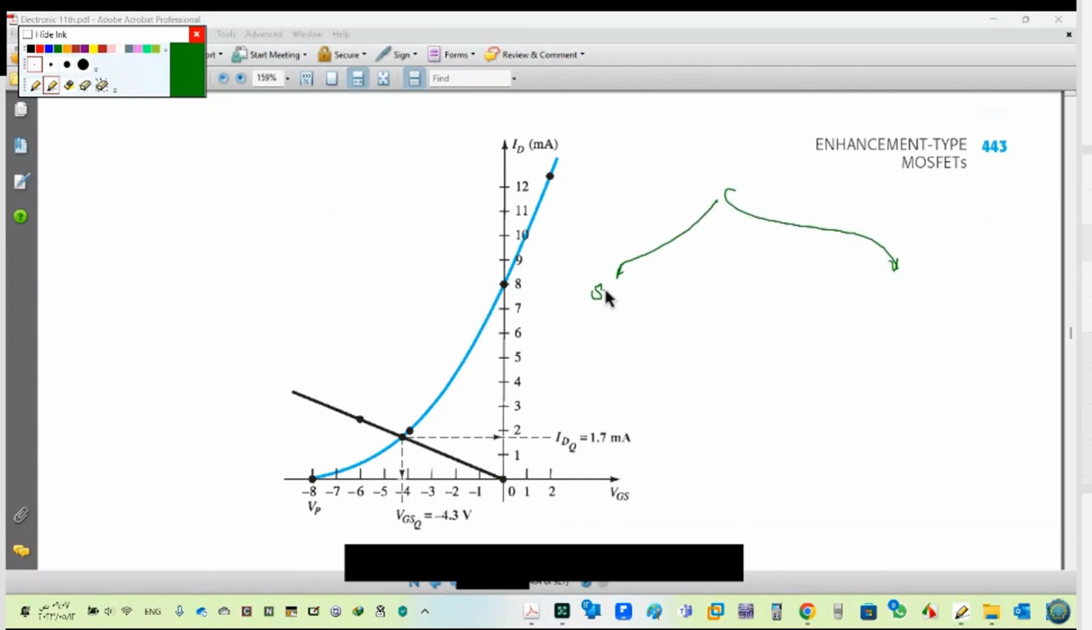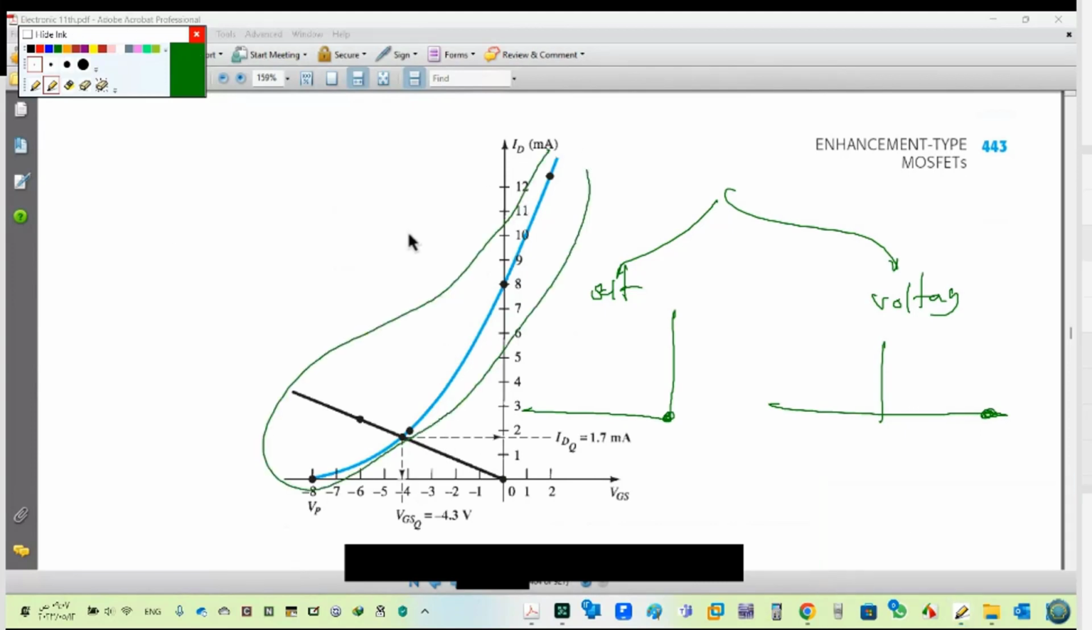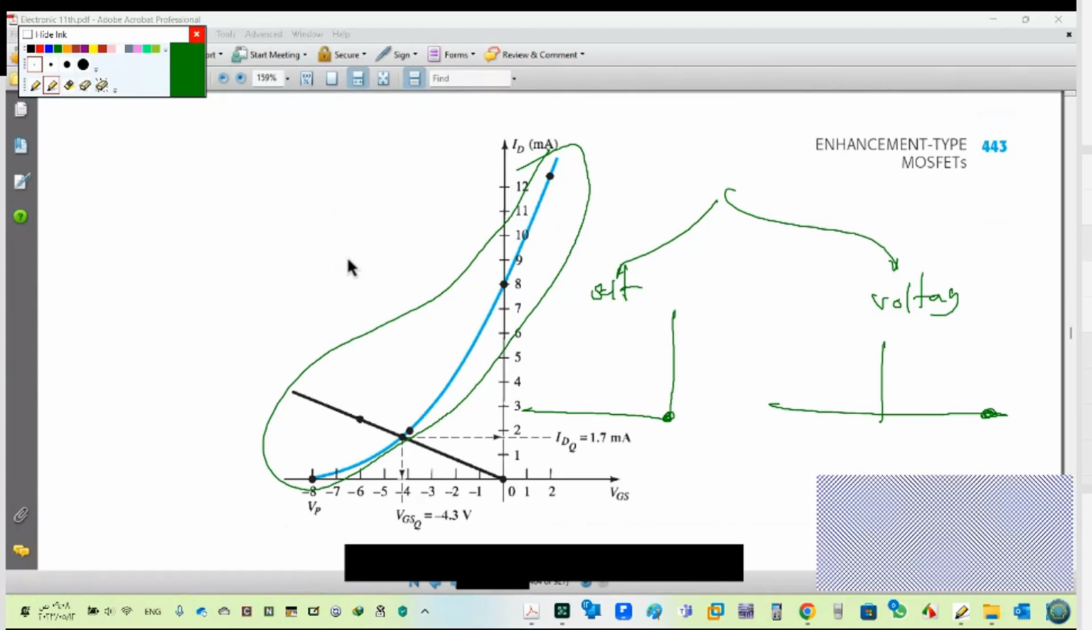See, in fixed, self and voltage. For drawing, also here, for self we start from 0. Voltage will start from this point. Got the idea? The only difference is this curve. Easy, easy. You thought it was so long, but it is so easy if you understand the concept. For this one, you need just 1 hour to understand it. If you understand this, it is so easy.